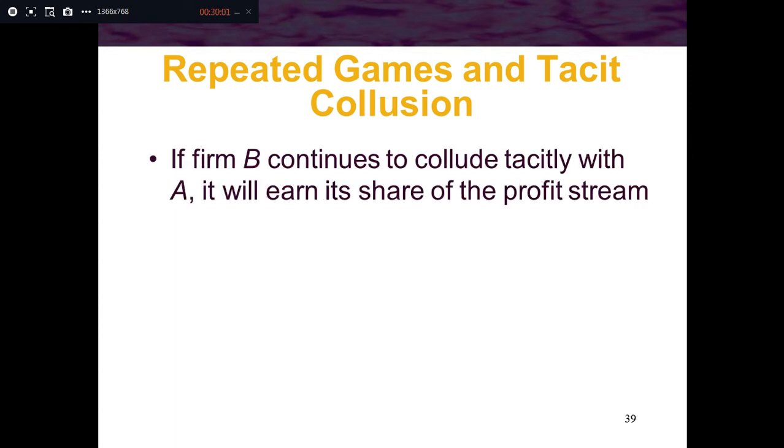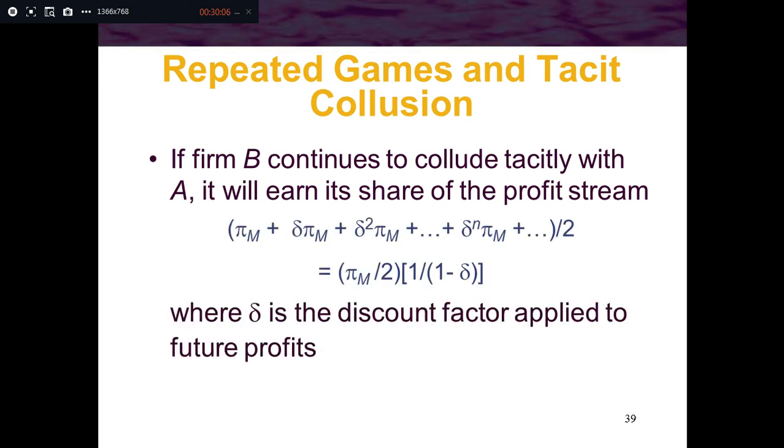If the game continues, B thinks it would earn a profit by cheating. If firm B continues to collude tacitly with A, it will earn its share of the profit stream, meaning that if both continue, each gets half of the profit in every period.